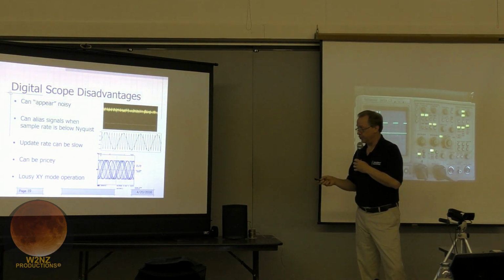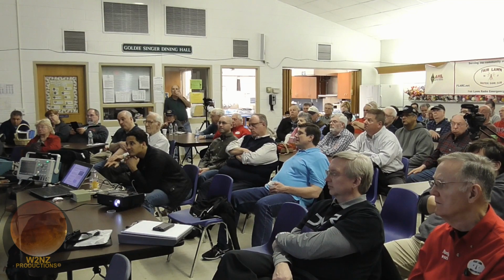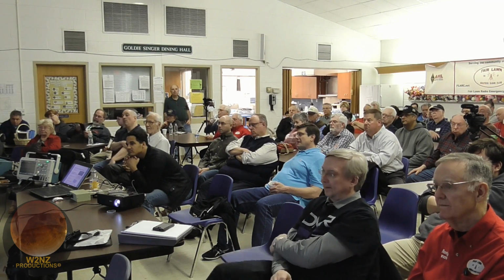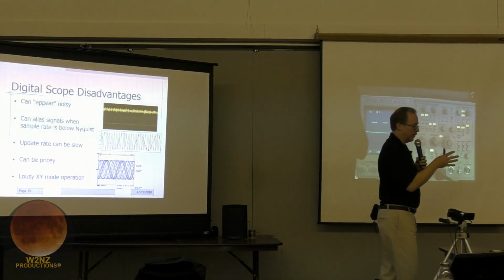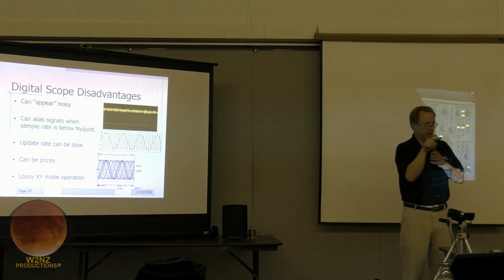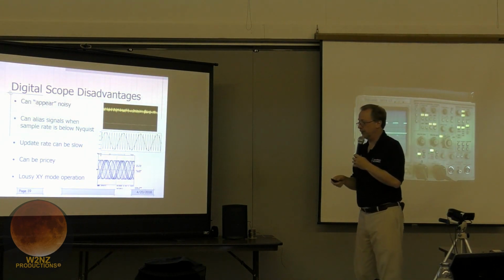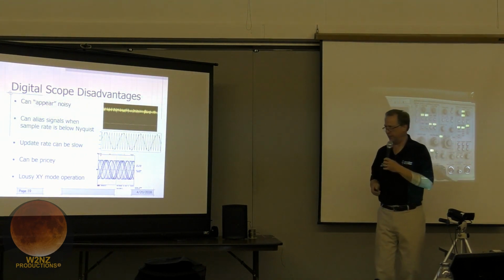Another disadvantage for digital scopes, besides them possibly lying to you, is that they can be pricey. Especially if you're going to buy something new, they can be pretty pricey. They can range from a couple of hundred dollars new to hundreds of thousands of dollars new, depending on what you're doing. They also have a lousy XY mode of operation. XY mode is where instead of letting the horizontal portion of the scope drive the sweep, we drive the horizontal position with another input. There are actually some useful things we could do with that, but digital scopes do it kind of lousy. The analog scopes are a lot better at this. We'll talk about that application in a moment too.